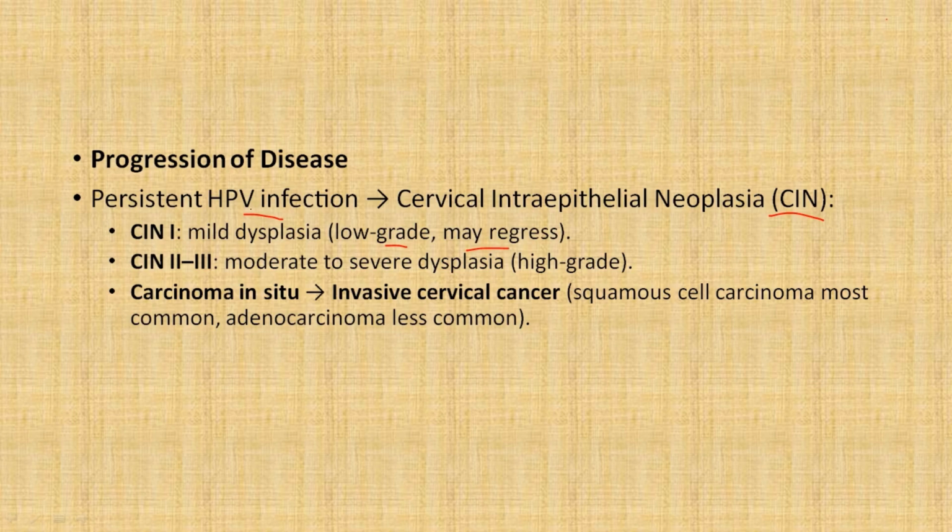Persistent human papilloma virus infection will definitely result in cervical intraepithelial neoplasia, which is known as CIN. So CIN1, which is mild dysplasia, is low grade and may regress. CIN2 to 3, which is moderate to severe dysplasia, is referred to as high grade. Carcinoma in situ results in invasive cervical cancer, which is squamous cell carcinoma, most common, or adenocarcinoma, which is less common.